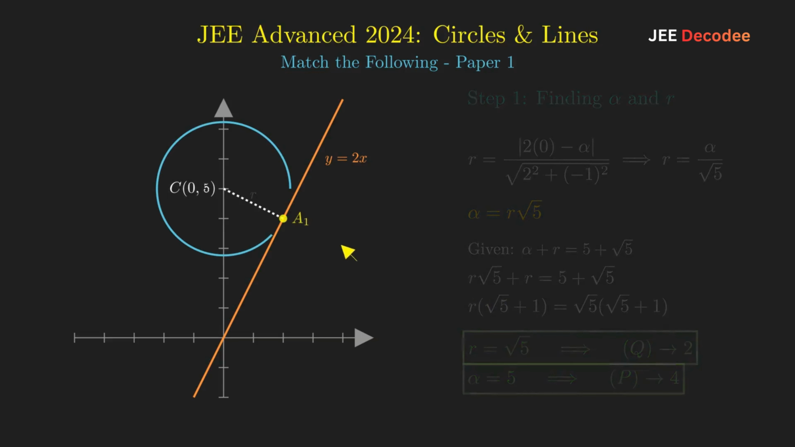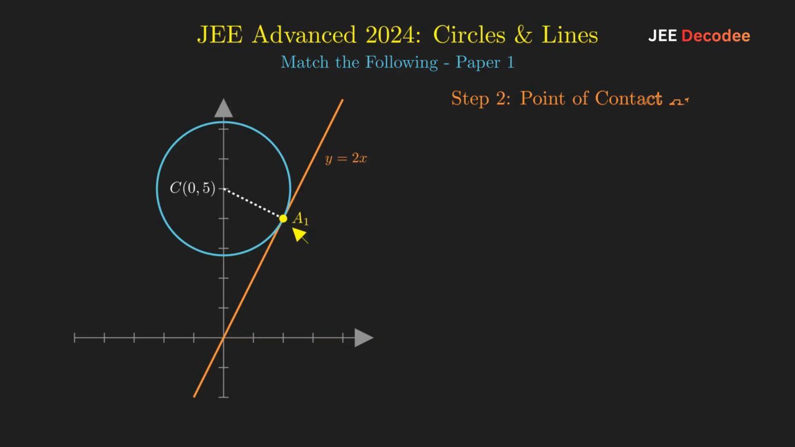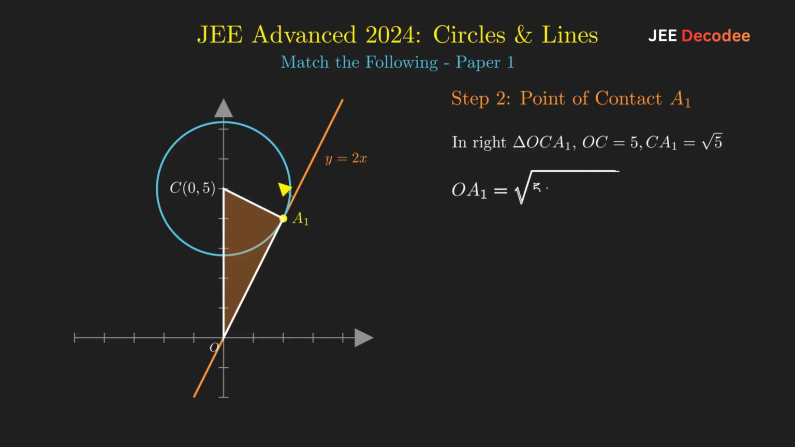Let's update our diagram. Step 2. Now we need the coordinates of the point of contact, A1. Look at the right-angled triangle formed by the origin O, the center C, and point A1. The hypotenuse OC is 5, and the perpendicular CA1 is the radius, root 5. By Pythagoras' theorem, the base OA1 comes out to be root 20, or 2 root 5.